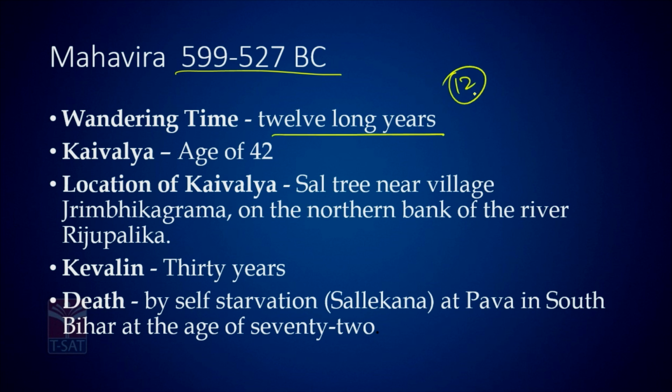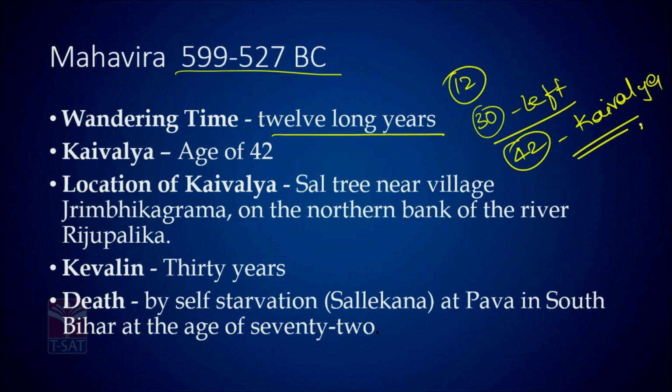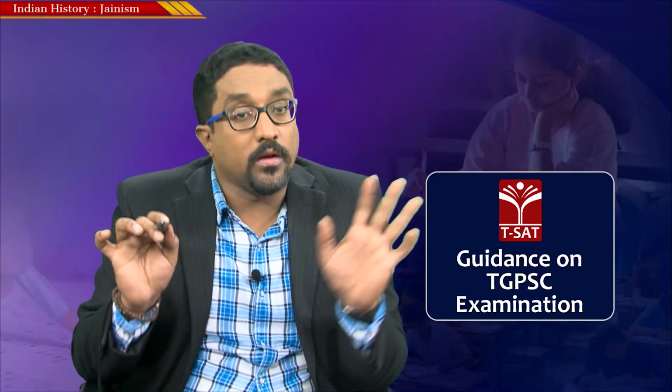For 12 years, after he left the household at the age of 30, at the age of 42 he attained Kaivalya. And where he attained it was under a sal tree near the banks of Jimbika Grama, on the northern bank of the Rijupalika river, present day Bihar. Buddha was under a peepal tree, Mahavira under a sal tree.